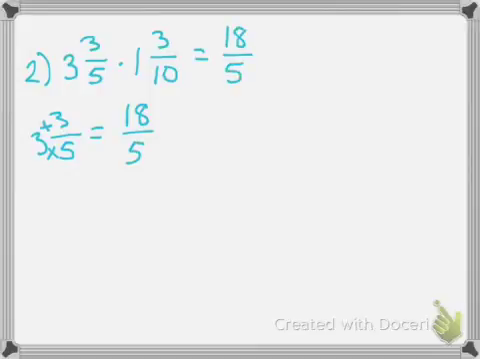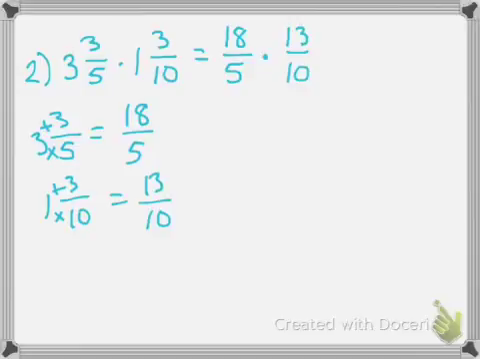18 over 5 times 1 and 3/10. 1 times 10 is 10, plus 3 is 13. 13 over 10. There we go. So now I have my improper fractions. I've taken these mixed numbers initially and made them improper. Let's put them all over one fraction bar. 18 times 13 over 5 times 10. I look at the numerator and the denominator now. I'm looking to see if I can divide out a common factor. This is my simplify before you multiply step.